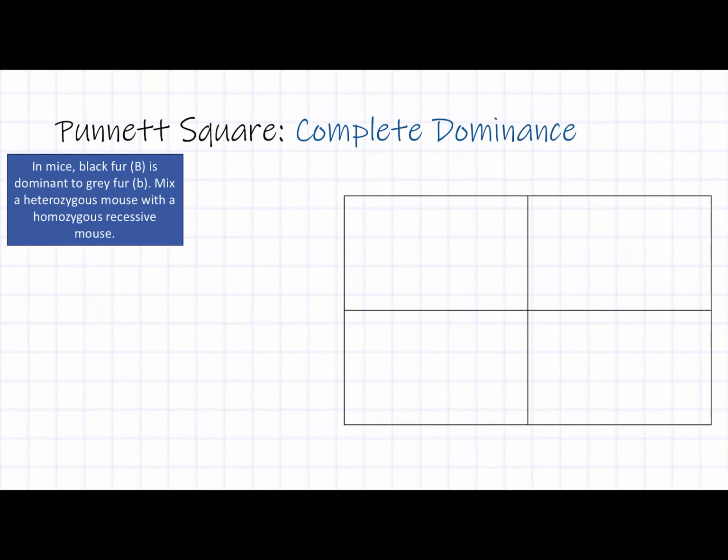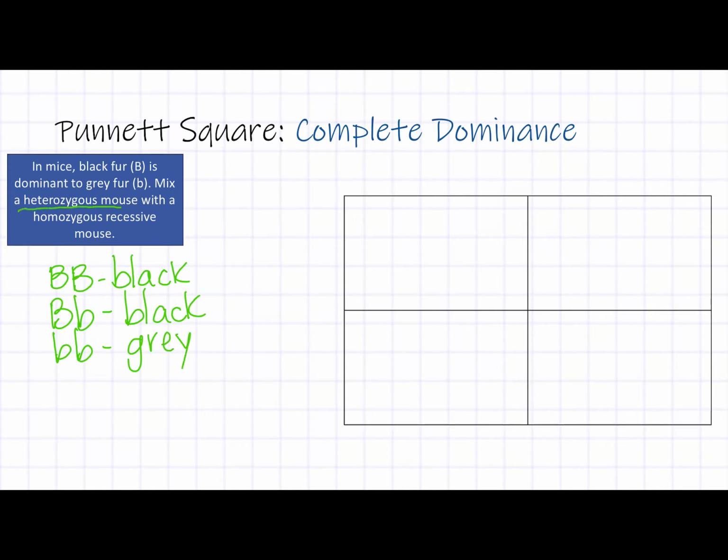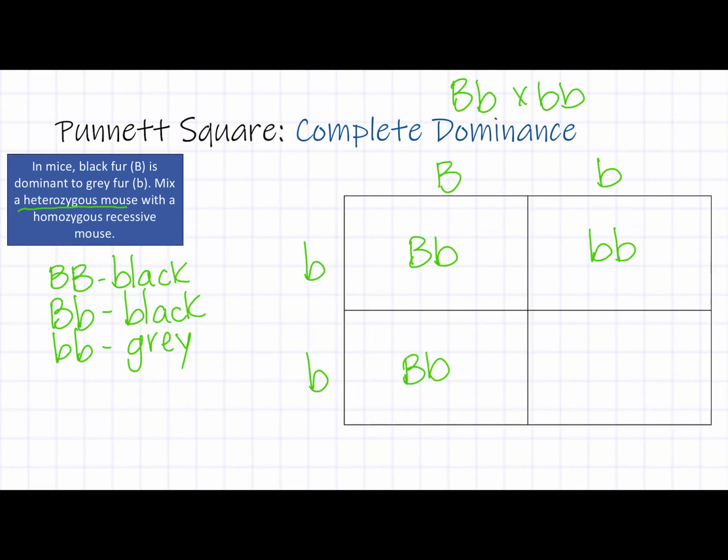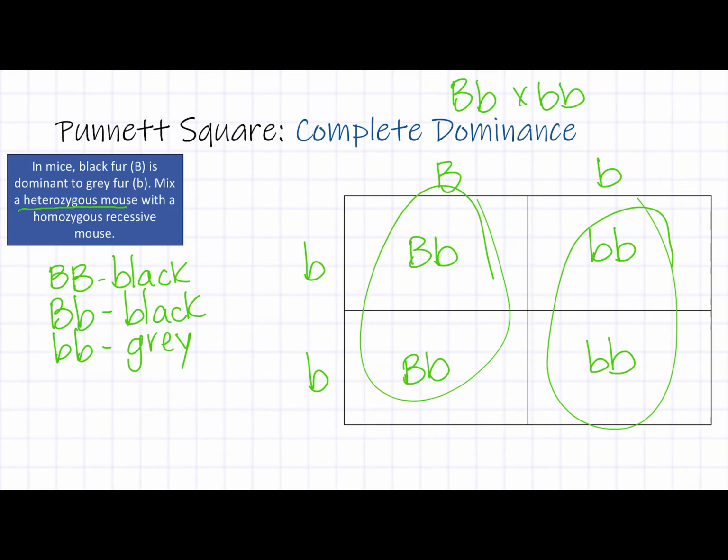Okay, check your work. In mice, black fur is dominant, so 2 copies is black. Heterozygous, also black because black is dominant, and 2 small copies gives us gray. So we are mixing a heterozygous mouse with a homozygous recessive. Heterozygous mouse times homozygous recessive. So again, same result, 50% are black and heterozygous, 50% are homozygous recessive and gray.